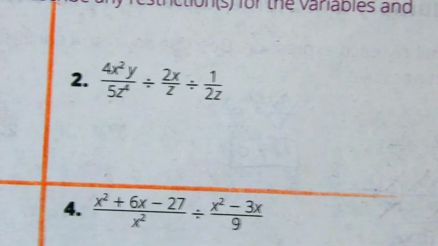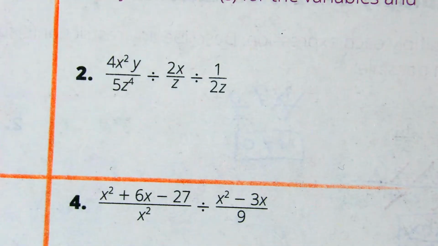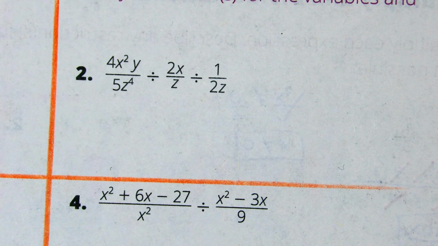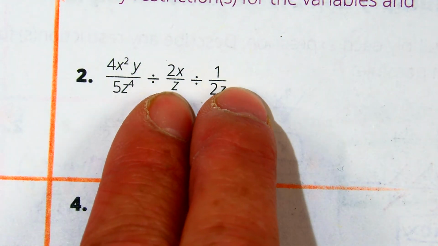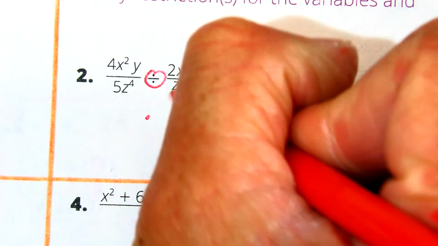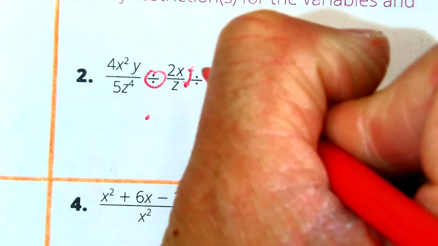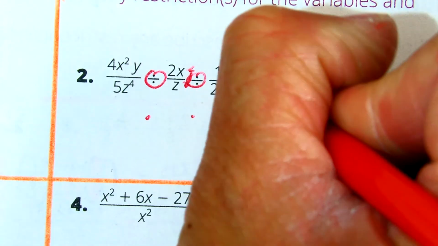Question number 2, put your fingers on the ones that we need to flip. How many division symbols, class? 2 of them. So that means both of these problems you're going to flip because they're right after the division sign. So this will turn into multiplication, and we're going to flip this one. Division sign, we're going to flip this one.